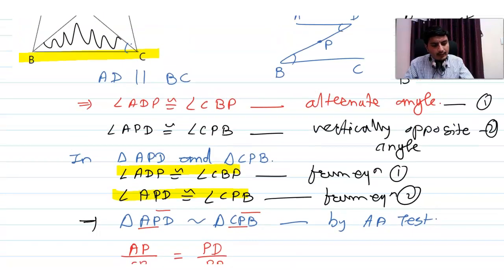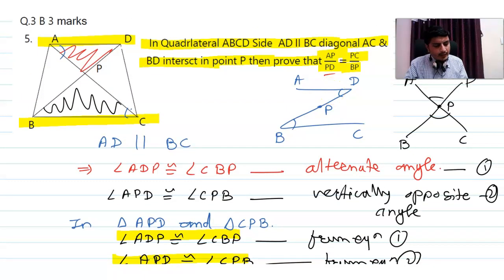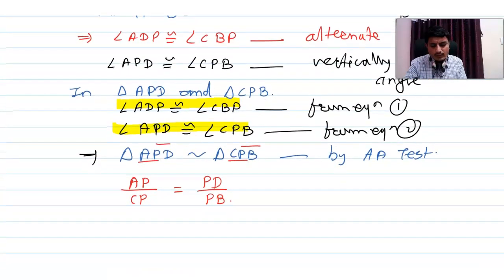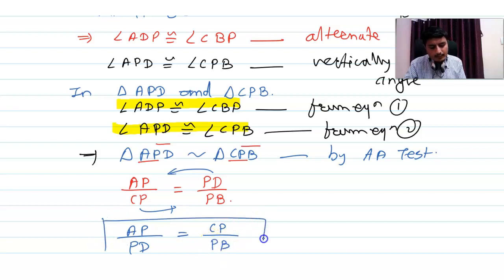Now look at the required ratio. We require AP by PD, so once we shift CP from LHS to RHS and PD from RHS to LHS, PD is the numerator or the multiplier. After shifting it will become the denominator or the divisor. That means we are having AP by PD. Simultaneously we are shifting the CP. CP is the denominator or the divisor. After shifting it will become the numerator or the multiplier, so that we are getting CP divided by the PB. Hence we have our proof here.